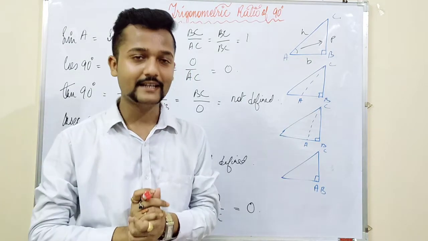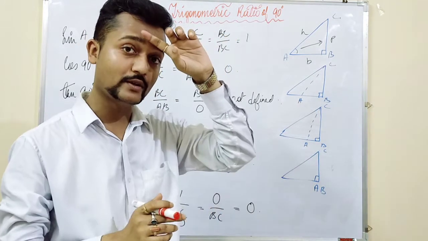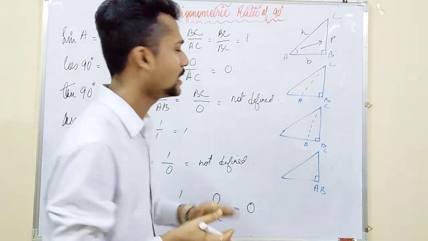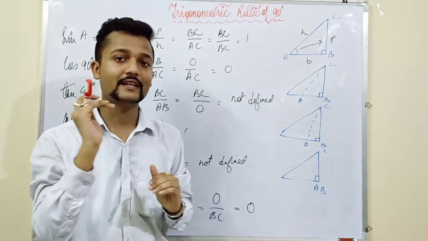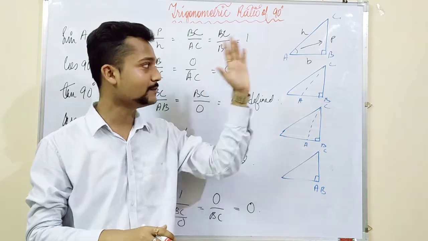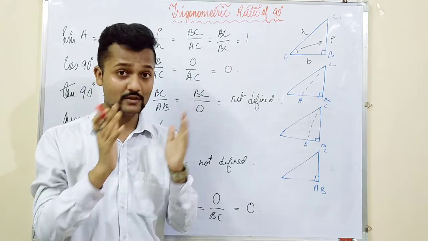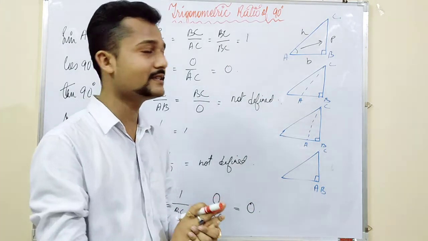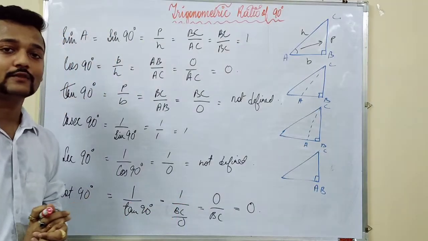Trigonometric ratio of 90 degree. It is similar to 0 degree that we have done before. So I am not going to go in very elaborately or very deeply. I will just try to explain simply, and I hope as you have done 0 degree, you will be able to understand trigonometric ratio for 90 degree.